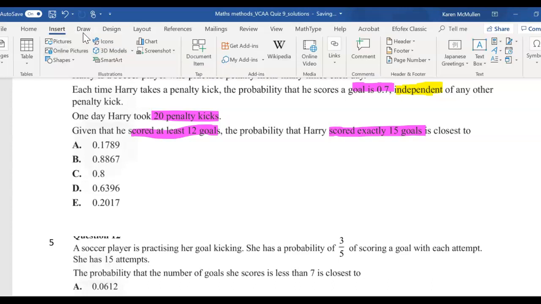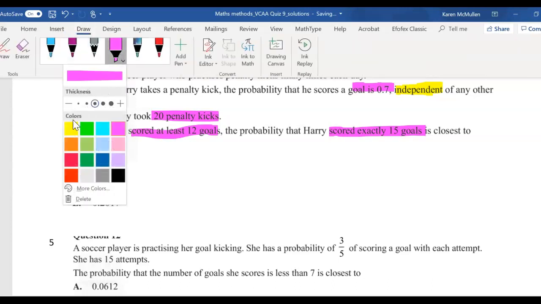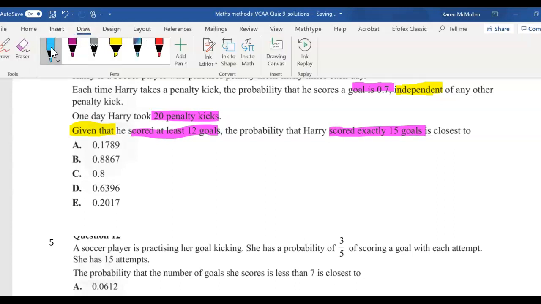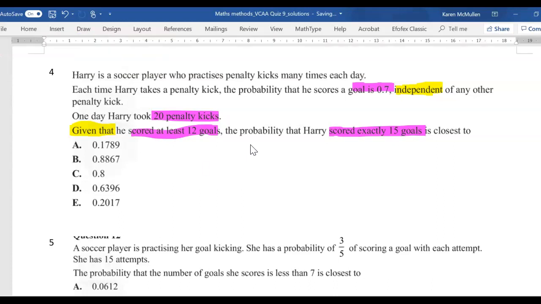So I'm just going to highlight. Where do you reckon I'm going to highlight? Already did independent. Given that. When you see the phrase given that, it means conditional probability. All right, so the condition is that he scored at least 12 goals. So given that X is greater than or equal to 12.